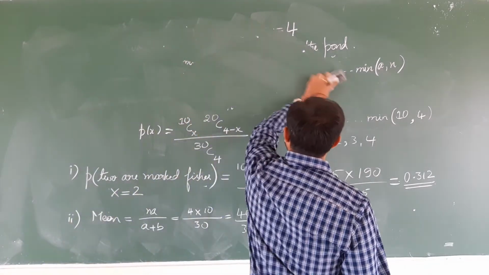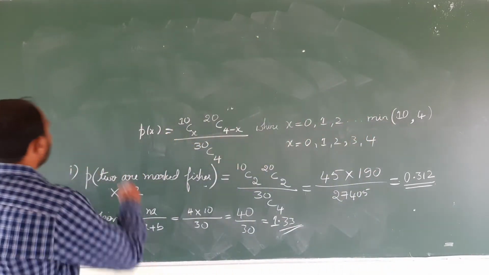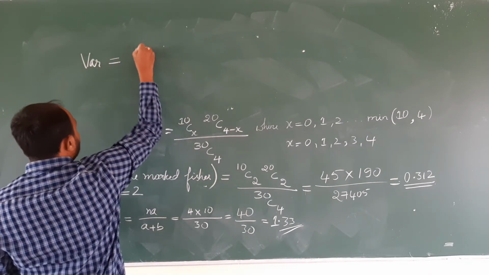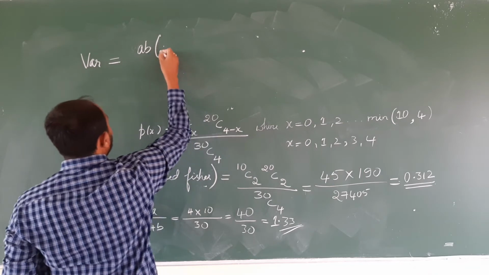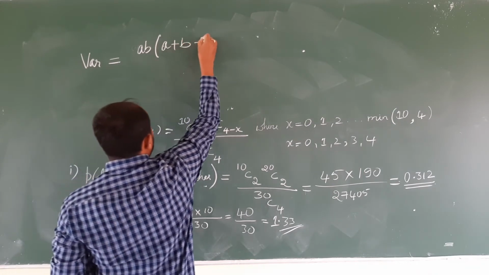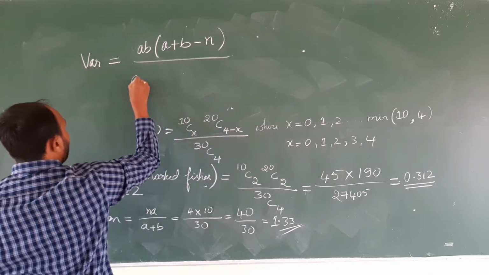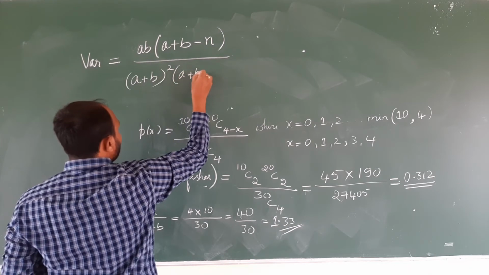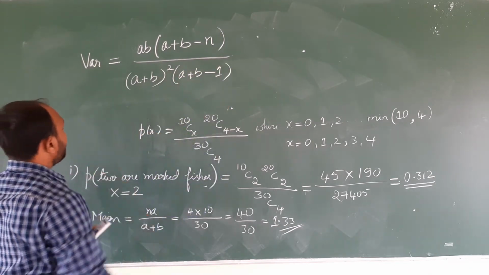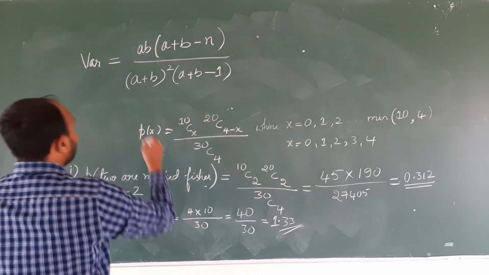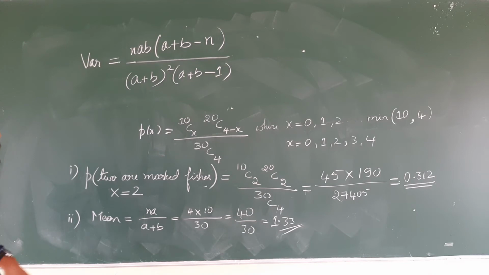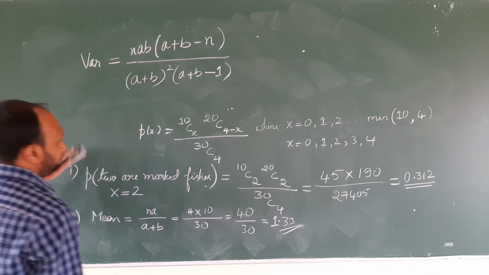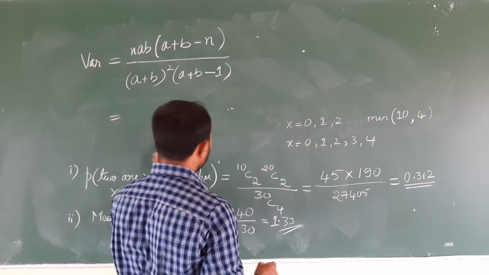Now, let me come up with the variance value. What is the variance formula? I hope you do remember the formula for the variance of a hypergeometric distribution. Variance is equivalent to n into A B into A plus B minus n, divided by A plus B whole square into A plus B minus 1. Sorry, I had forgotten to add n here. So, let us substitute the values.